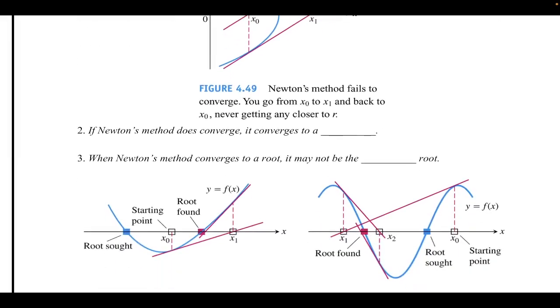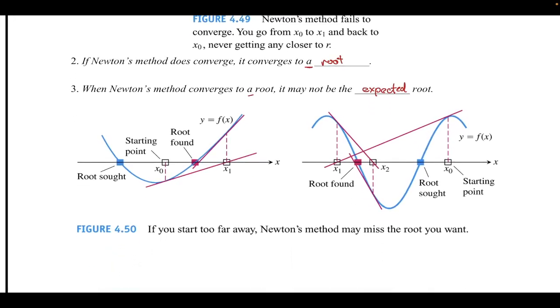If Newton's method does converge, it converges to a root. And again, I mentioned this earlier, it's not going to converge to all roots. And the tricky thing to realize is it's not always the closest one. That's what number 3 is saying: when Newton's method converges to a root, it may not be the expected root. So we have an example of this scenario taking place down here below. We're looking for this one over here on the left, that is the one we're searching for.